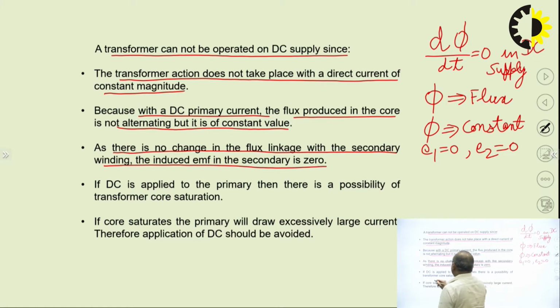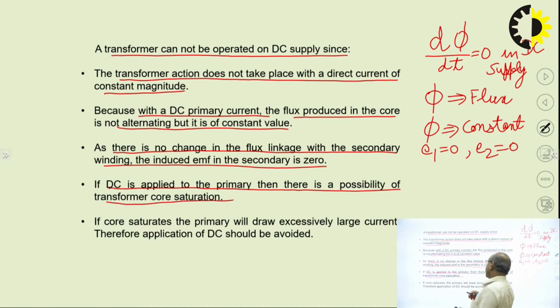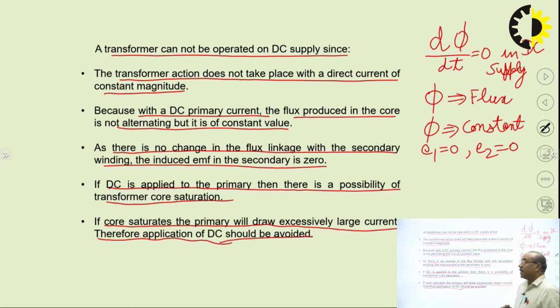Another thing: if DC is applied to the primary, there is a possibility of the transformer core getting saturated. When core saturation takes place, the primary winding will draw excessively large current from the DC supply, and due to this the transformer may get damaged or burned. So, the application of DC on a transformer should be avoided. That means a transformer works on AC supply rather than on DC supply. That is the important thing.